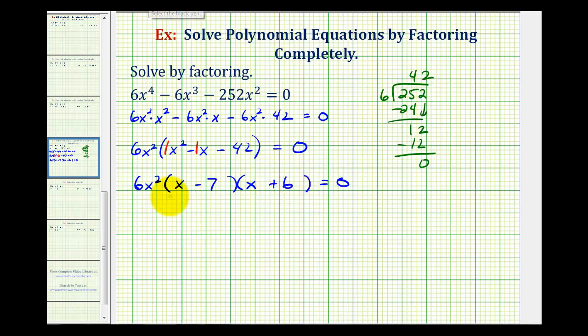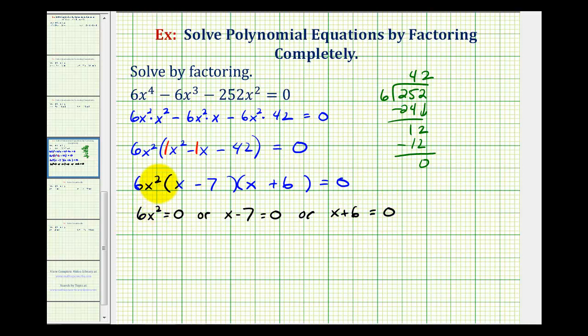And now that we have a product equal to 0, we can use the zero product property to solve this equation. Either the first factor of 6x squared would equal 0, or the second factor of x minus 7 would equal 0, or the third factor of x plus 6 would equal 0.